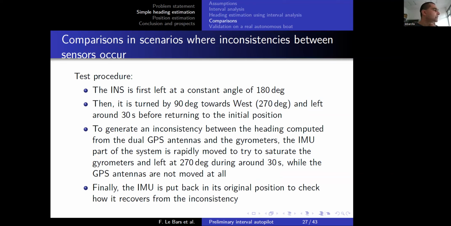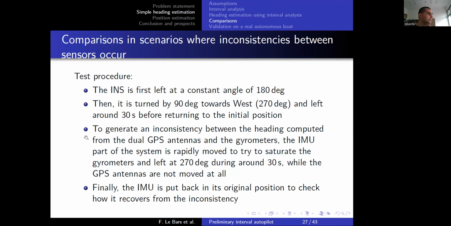First, we put the system at an angle towards the south. Then we turn it towards west and go back to the south. So this is just to check that normally we are in nominal conditions and the value should be correct for all of the systems.